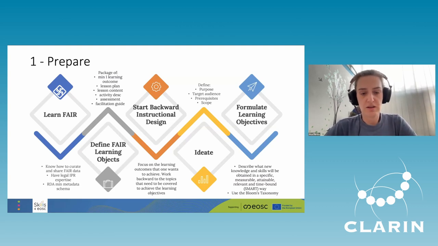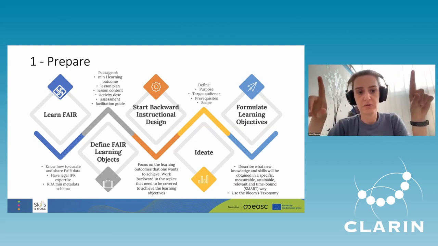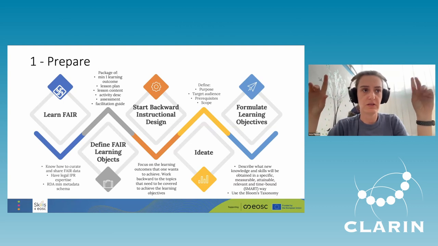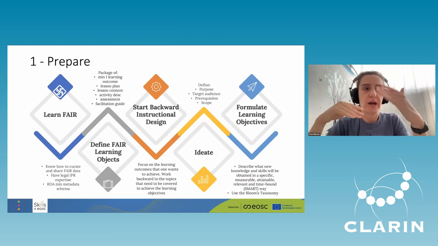Once we have these two things clear, now we can start the process. We are starting the backward instructional design process. How do we start the backward instructional design process? Well, its name already tells you what you need to do. You think about the learning outcomes. So what do you want to achieve with this training? And then you work backwards.